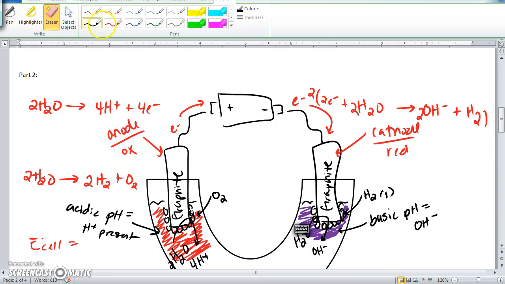I'm sorry. That number is the 0.1229. That's my anode. I put that in the wrong spot. So my cathode is going to be my 0.401.